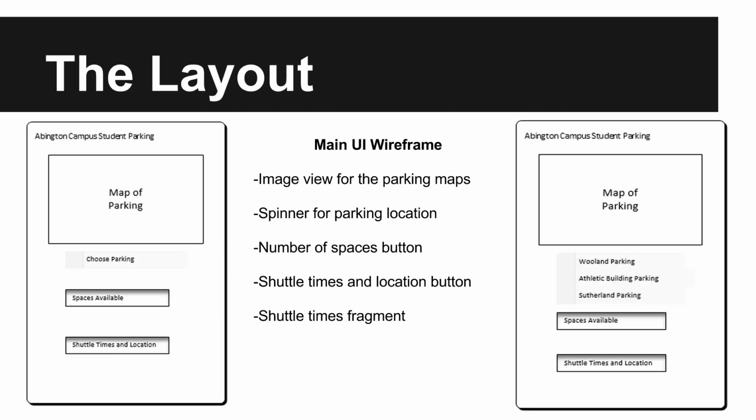It shows the map at the top. There's a roller that you can choose your parking space in it. You can choose between all the different locations. You can choose whether it's the gym location or the woodland building. And then when you click on that, on the bottom, it goes to spaces available, and then there are shuttle times. And then, as you can see on the right, it will show you the roller when you click on any of those.